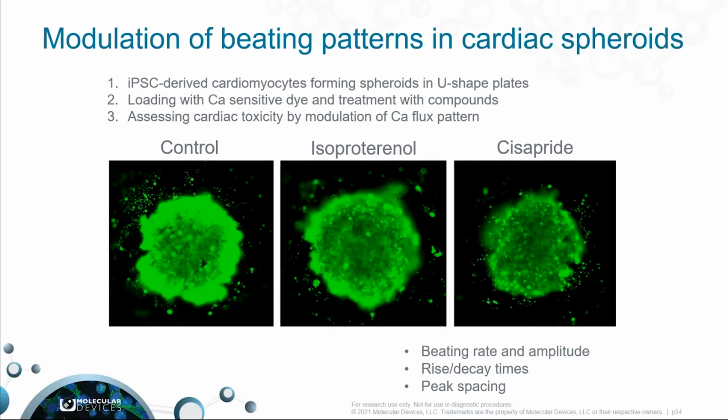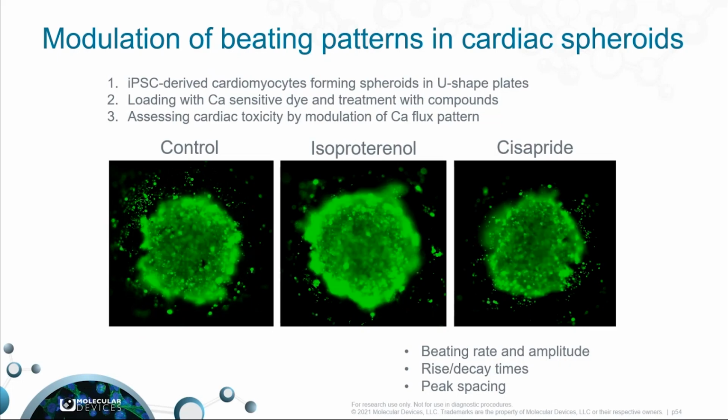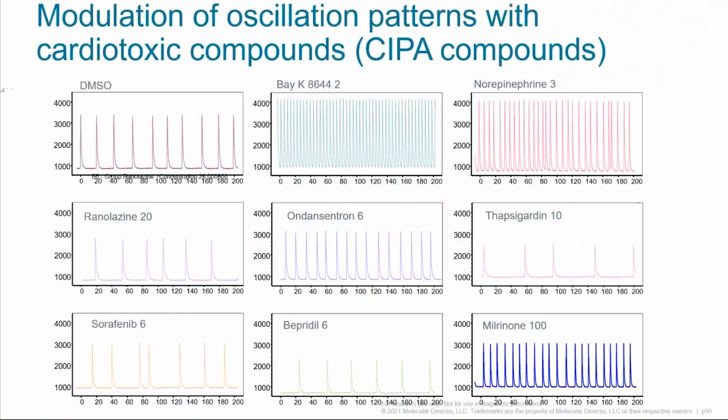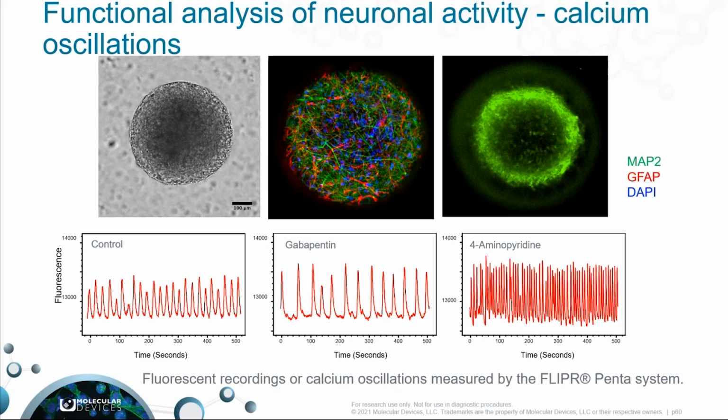to characterize functional effects, which is specifically valuable in tissues that show functional activity. Here are cardiac spheroids derived from stem cells. You can see different drugs which modulate this functional activity. And you can measure traces by using imaging or by using a different instrument, FLIPR, and characterize the potential cardiotoxic effect of different compounds.